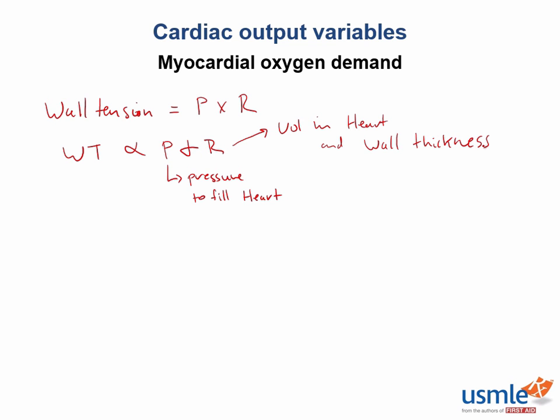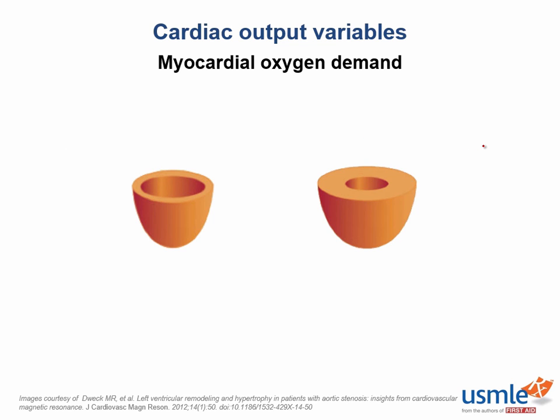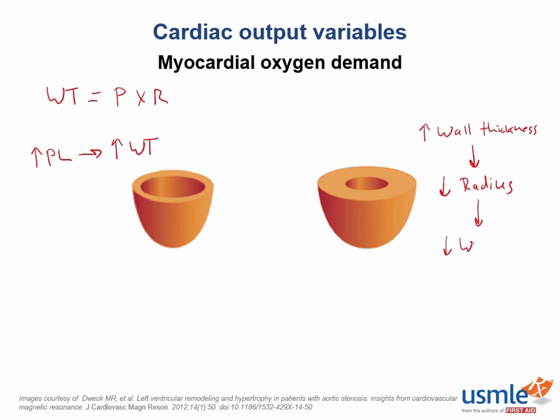To help us look at this better, let's take a look at this image. Now considering our formula that we had earlier, where wall tension equals pressure times radius, if we were to increase the preload within the ventricle, this would lead to an increase in wall tension. But if you were to thicken the ventricle, this would decrease the size of your chamber and therefore decrease the radius, which would then lead to a decrease in the wall tension. Now, if you stick all that together, you end up coming up with the wall stress equation, which you can see here.